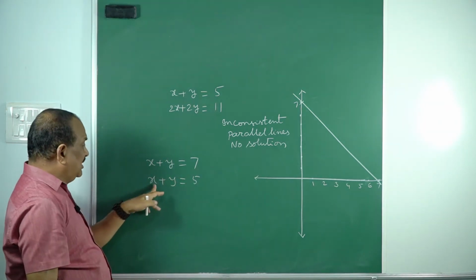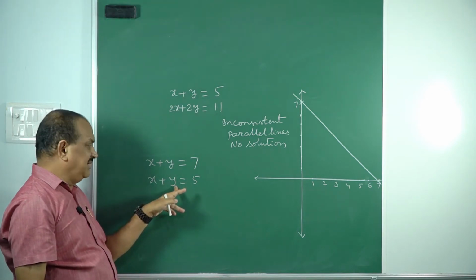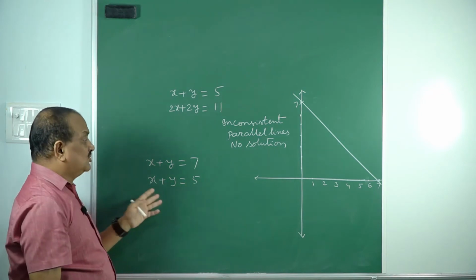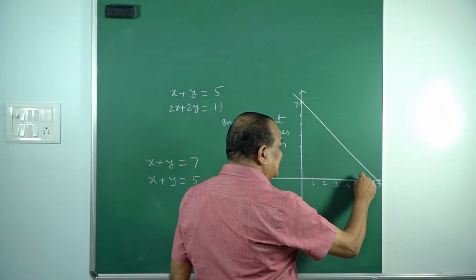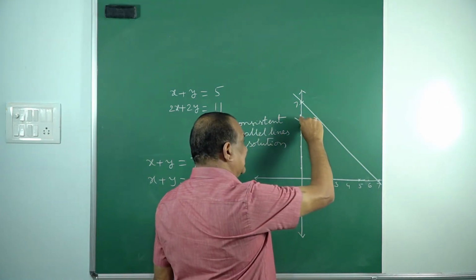And this one I want to draw. Okay, 2 numbers if I add I should get 5. I just take 5 and 0. That's easy for me. 5 plus 0 is 5. And I take 0 plus 5 is 5. So the 2 points here I am getting on the second one are 5, 0 and 0, 5, and this is my second graph.